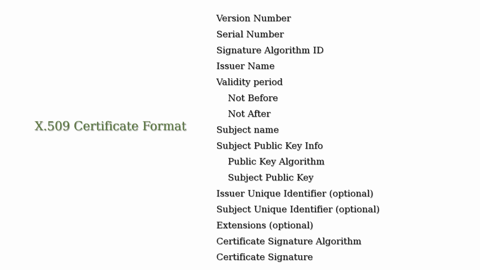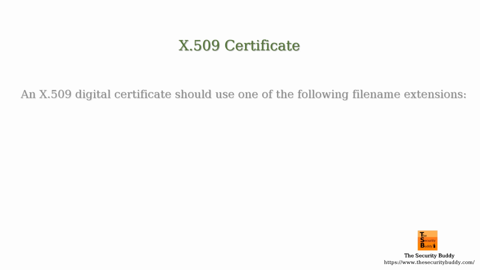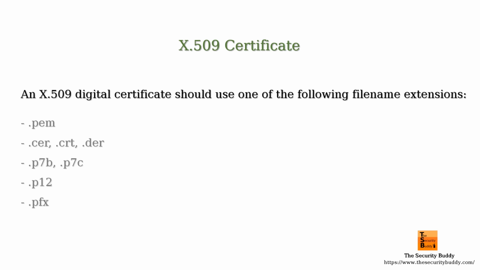X509 is a standard that defines the format for digital certificates. As per the standard, a digital certificate needs to follow a specific structure. For example, it should contain the version number, serial number, algorithm ID for the algorithm that was used to make the digital signature, issuer name, validity period, etc. And an X509 digital certificate should use one of the following file name extensions.